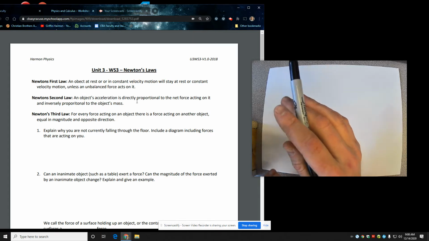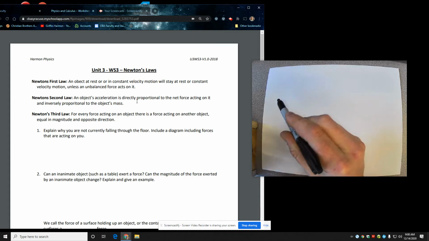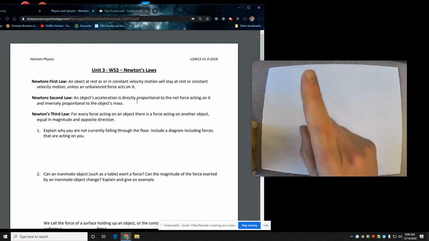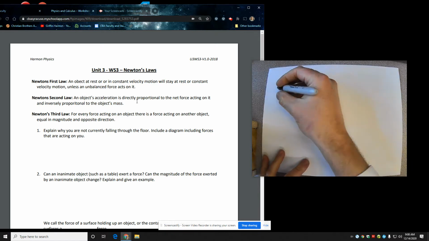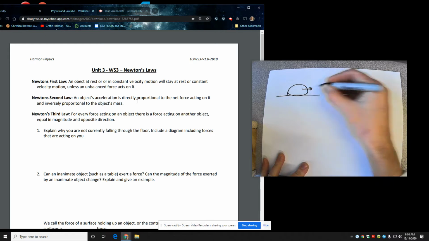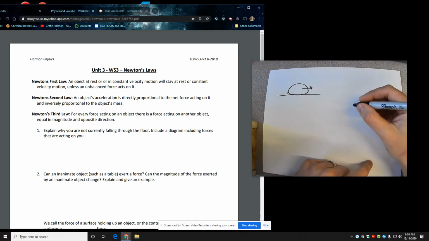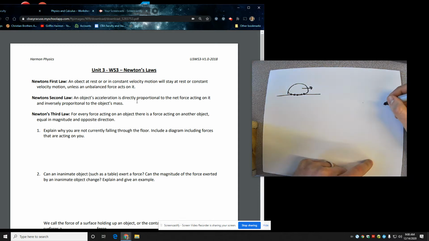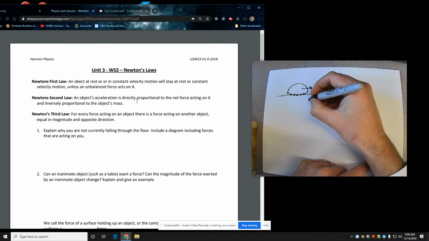The unbalanced force was when you pushed it, and that got it up to a velocity and it kept rolling. The constant velocity motion, you can have that bowling ball roll and move. It's a terrible bowling ball. Let's say something's moving. Let's say it's frictionless, right? So it's got a bunch of wheels or something. It's moving at a constant velocity, right?